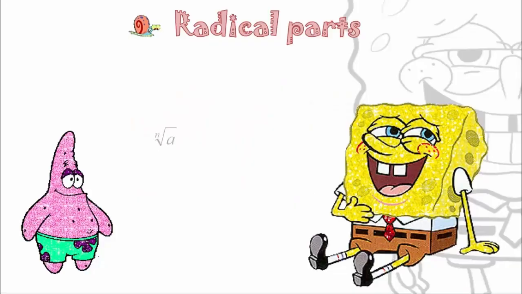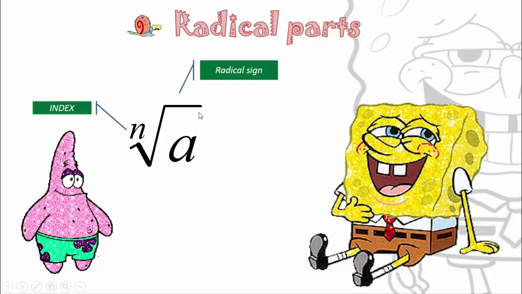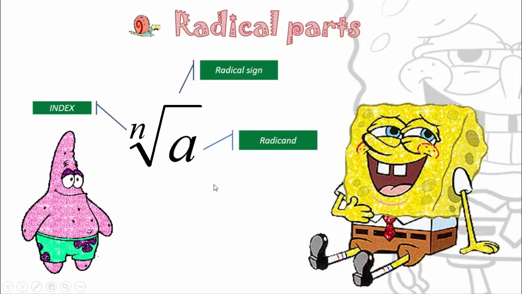In this video, we're going to look at an introduction to radicals. Radical parts. So here is what a radical would look like. Here would be the index. If you don't see a number here, you just assume that it's a square or 2. Here is the radical sign, and inside the radical sign is what's called the radicand.